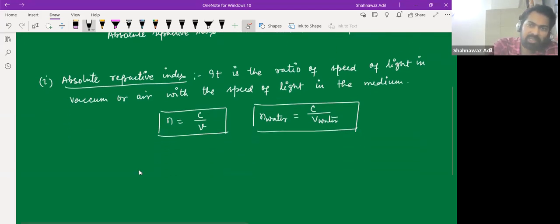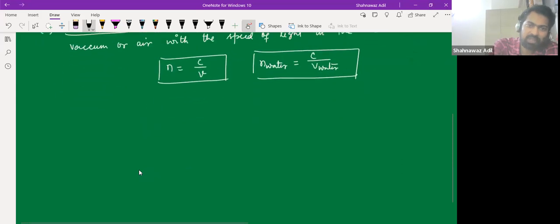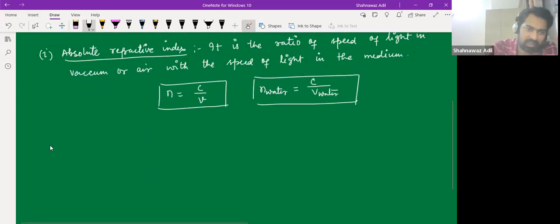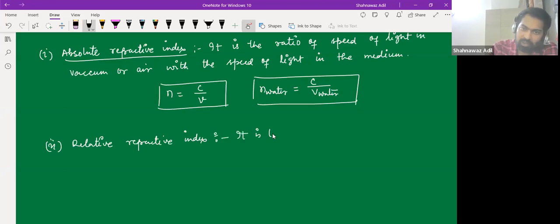Similarly, you have this relative refractive index. It is the ratio of speed of light in two mediums.